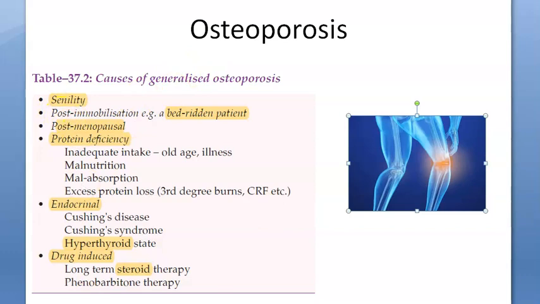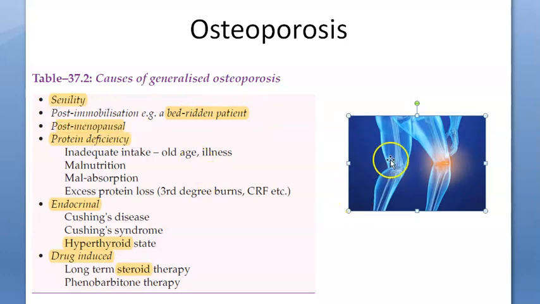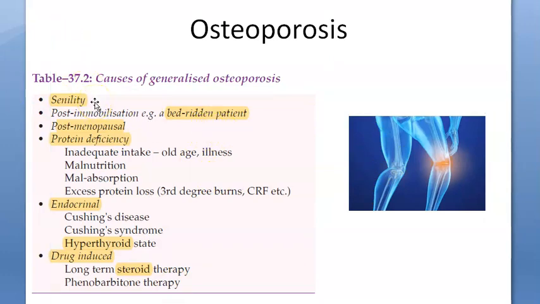Then I have osteoporosis post-immobilization, generalized osteoporosis. This is what I have because I was bedridden for some time. Now I can feel that from that time, my bones and knees are not at all the same. Very, very weak. That is because when you are bedridden, the bone will lose mass. So that is what I have, post-immobilization.